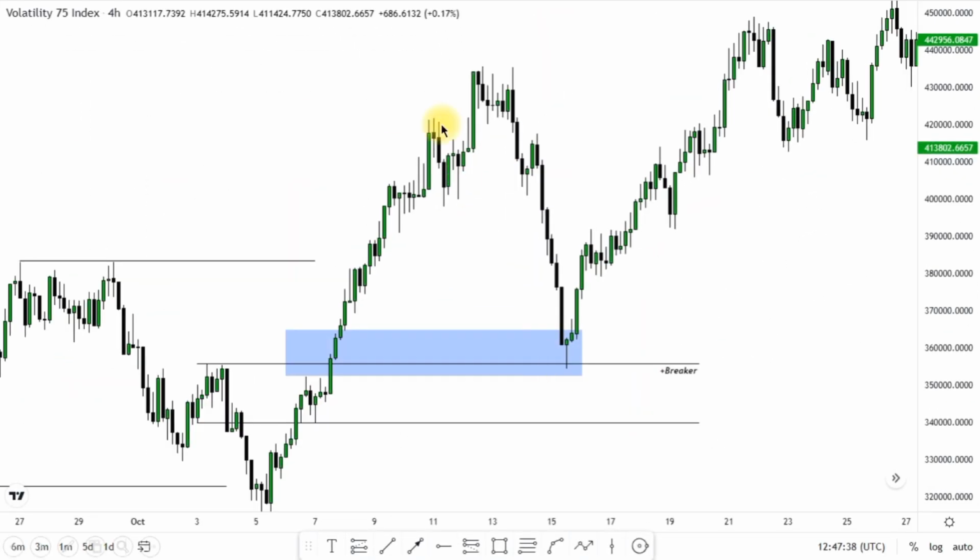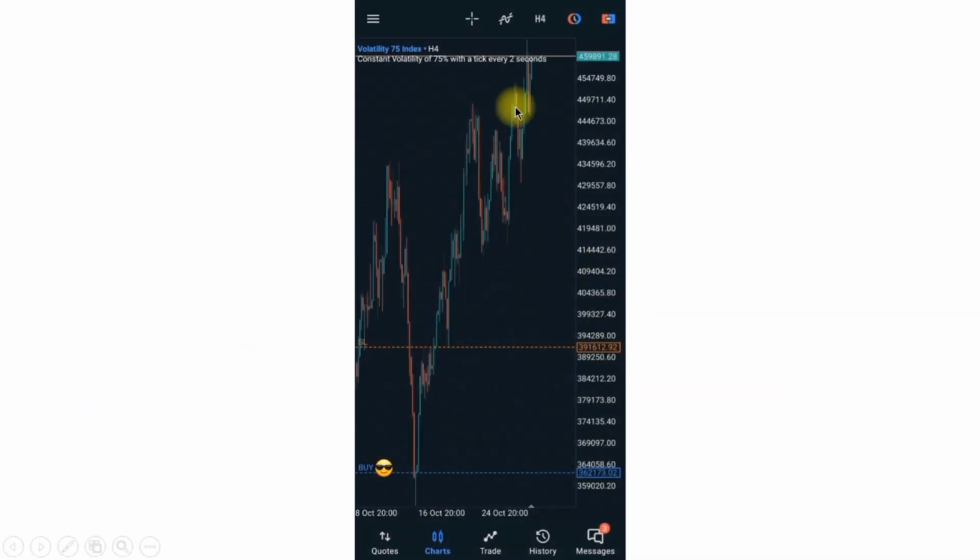And if you zoom in, or go down to a lower time frame, that same place here, okay, is the breakout as well with a fair value gap. This is what the 4 hour looks like, and this is what my trade looked like on the 4 hour time frame.